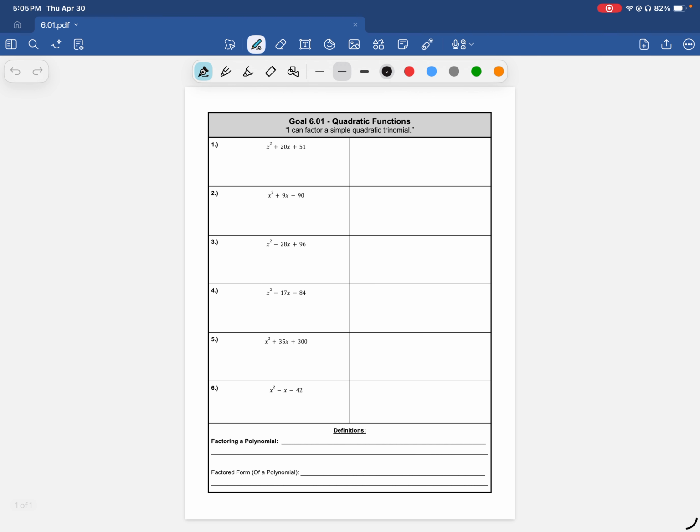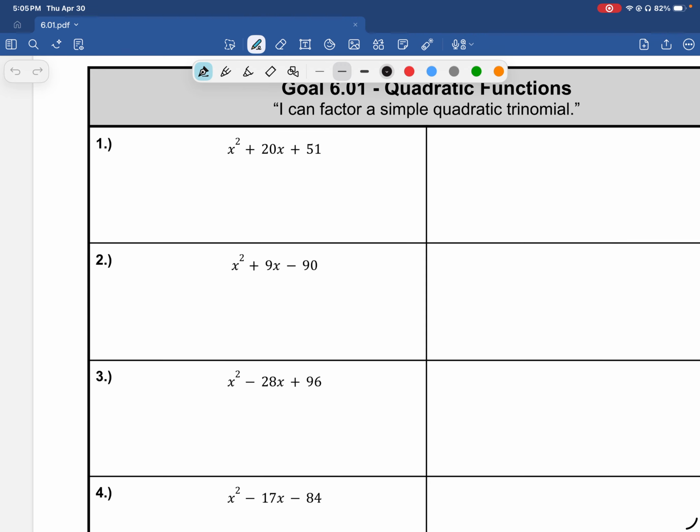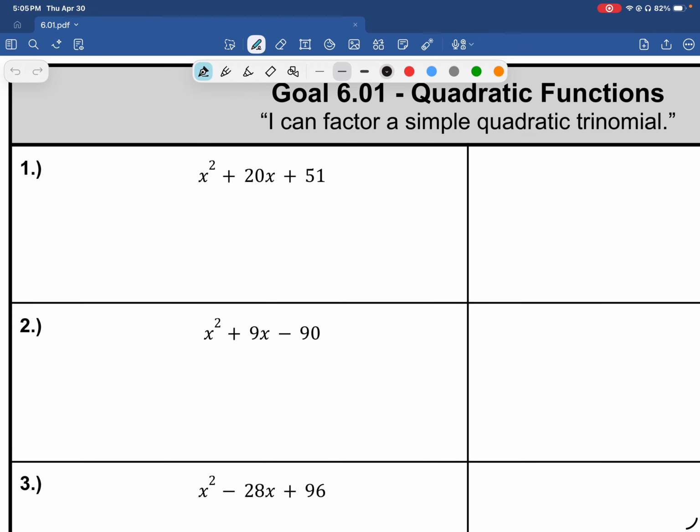Page 1 is just factoring a simple quadratic trinomial. So let's go ahead and work through an example together just to make sure we're all on the same page. For number 1, x squared plus 20x plus 51. You're looking for numbers that multiply to 51 and add to 20. Now, the answer is just going to be something like this. Numbers that multiply to 51 and add to 20, I'm thinking positive 3 and positive 17. And that's it. That's your answer.